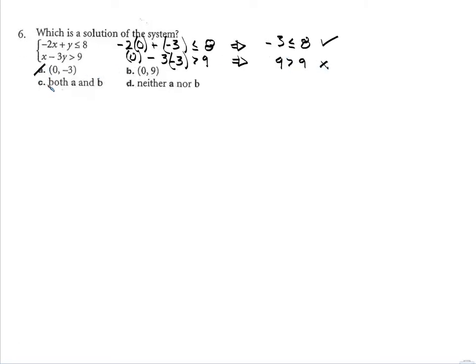By process of elimination, it's either B or D, and now we have to check for B. So plugging in 0 and 9. If I plug in 0, that's going to be negative 2 times 0 plus 9 needs to be less than or equal to 8. And that's going to be 0 plus 9 needs to be less than or equal to 8.